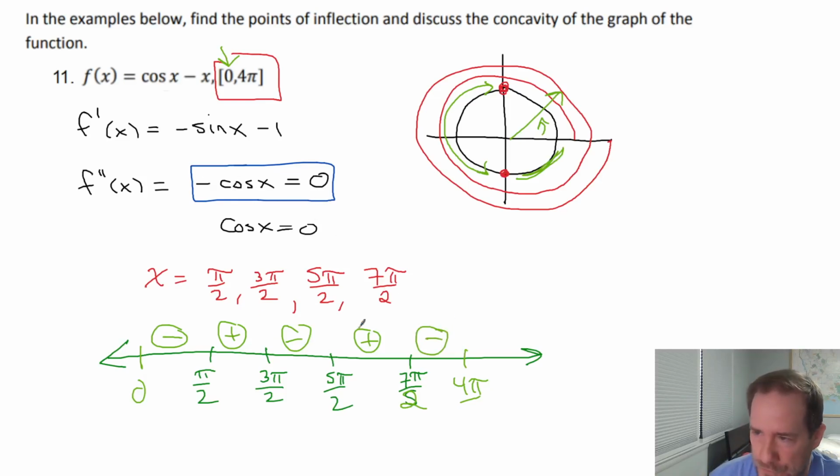So cool, we can see that we've got 4 points of inflection. They're all 4 of the critical values that we found. And we are concave down from 0 to pi over 2, from 3 pi over 2 to 5 pi over 2, and from 7 pi over 2 to 4 pi. And we're concave up from pi over 2 to 3 pi over 2, 5 pi over 2 to 7 pi over 2.